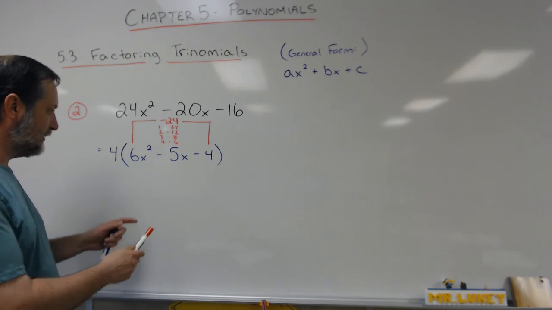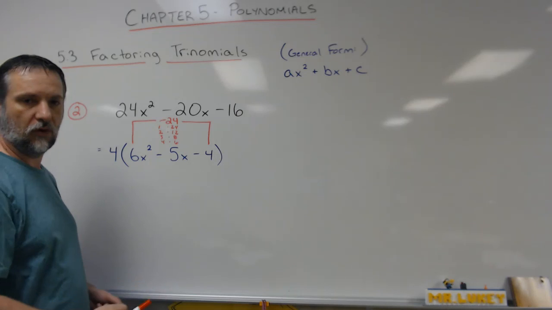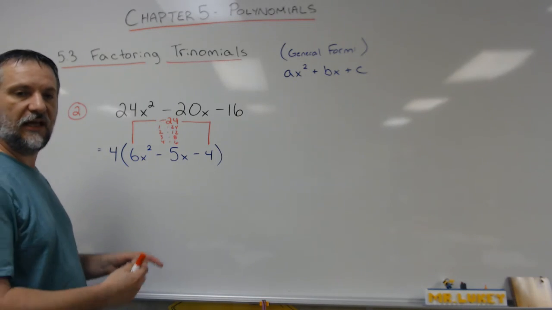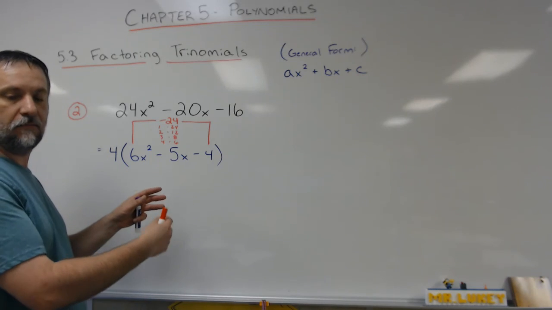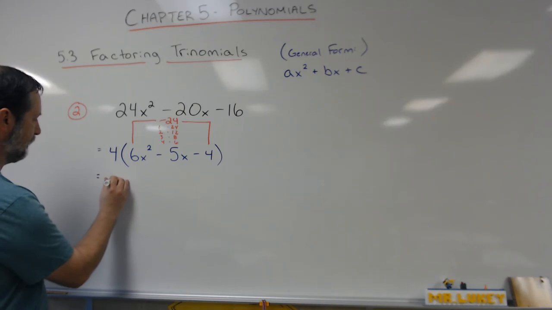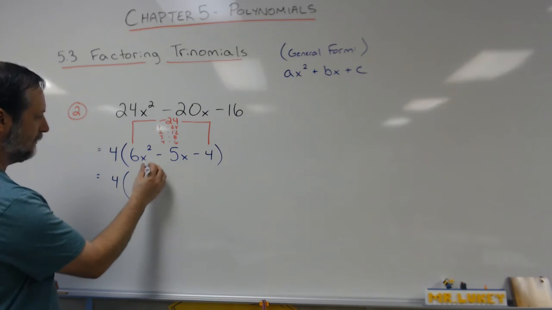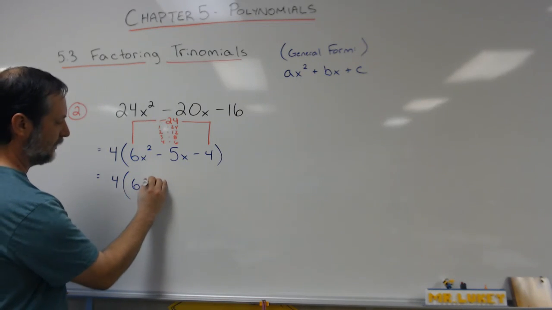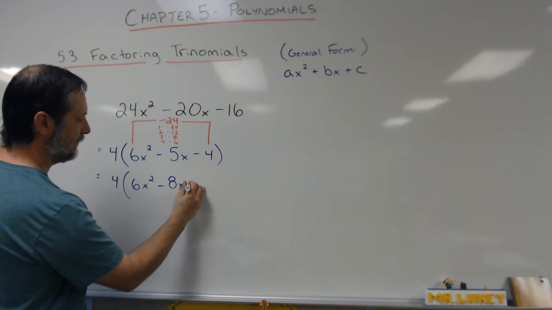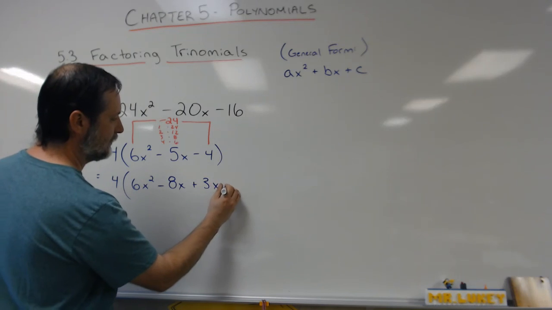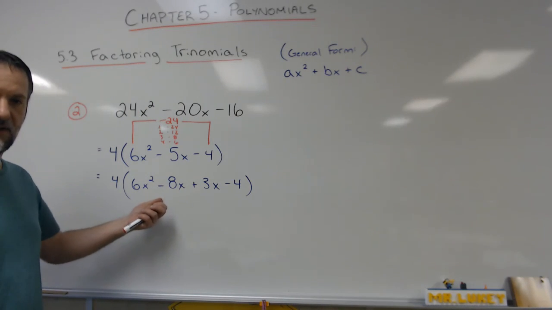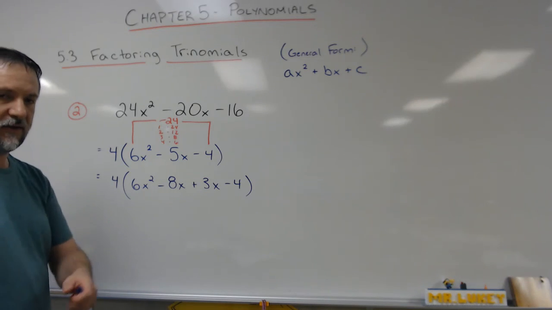So I'm going to break this 6x squared minus 5x minus 4 into an 8x and a 3x. Which one's going to get the negative? Well, of course, the 8 is, because I need a negative 8x plus 3x. So I still have the 4 on the outside here. I still have a 6x squared. I'm going to say minus 8x plus 3x minus 4. So now the trinomial in the middle, I've broken into chunks, and now I just proceed with factoring by grouping.